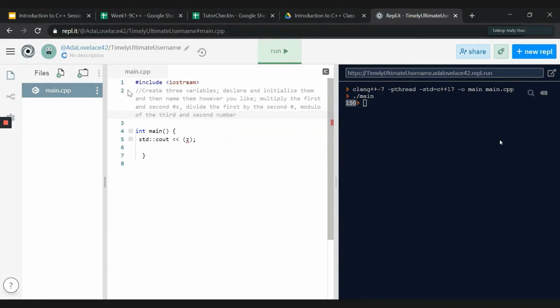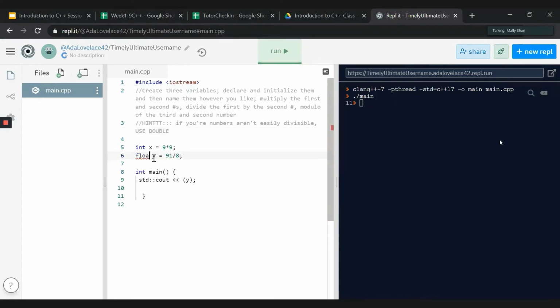And I'm just going to also give you guys a big hint. If your numbers aren't easily divisible, if you know you're going to get decimal points, then use double. Let's try float instead. If you were going to use decimal numbers, you could do 91.88 times 11.5. And now if you run it, then you should get decimals.